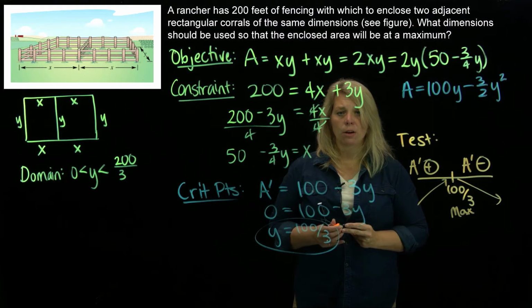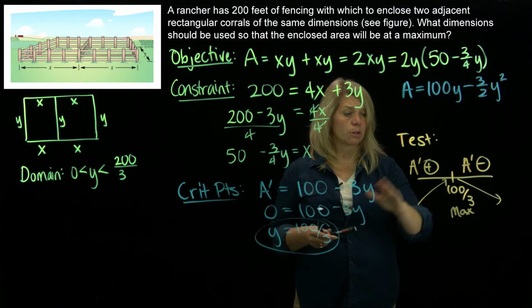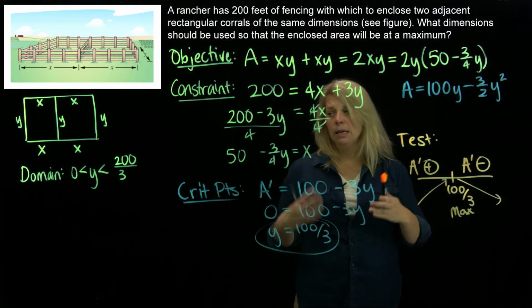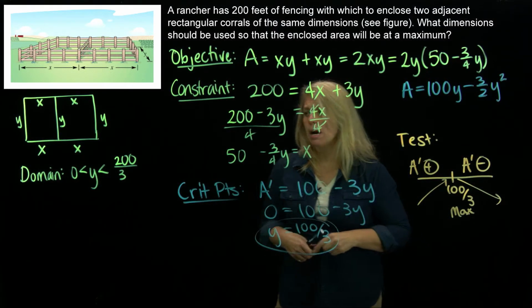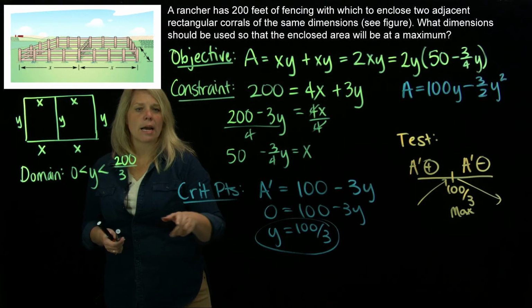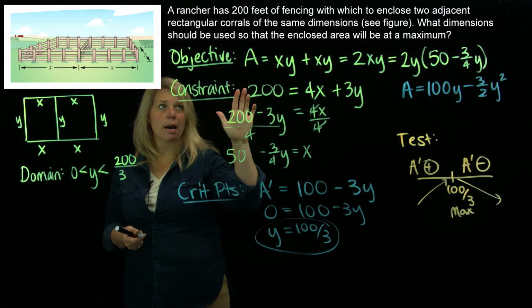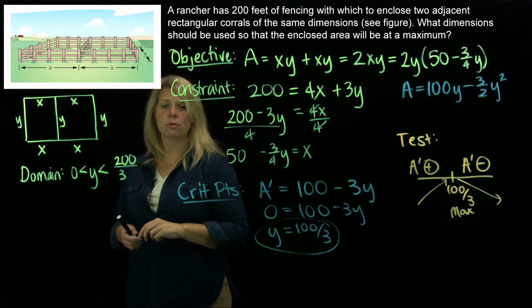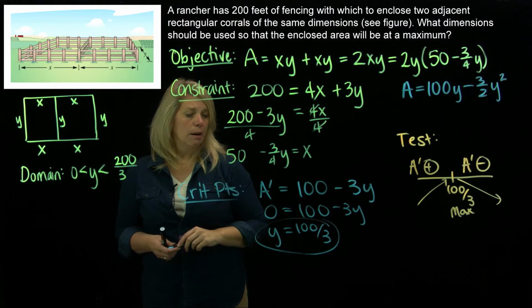We were after the enclosed area being a maximum. So there's our test. We determined that our critical point gave us the location of a maximum. And then the last thing to do on any word problem is to make sure that you answer the question correctly. All right, so going back and looking carefully at what it asked us to find, it said what dimensions should be used so that the enclosed area is at a maximum.